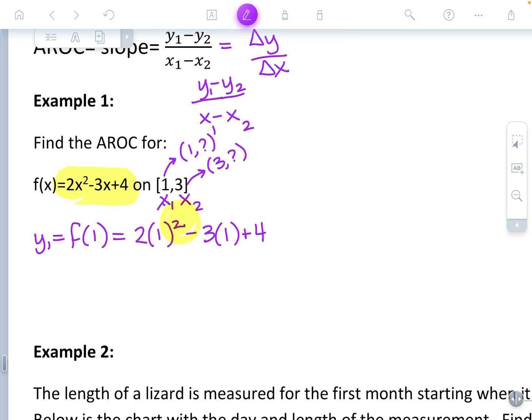All right, there we go. So I'm just going to do this one. Okay, we'll do exponents first because it's PEMDAS, right? So 1 squared is just 1. So I'll put 2 times 1.